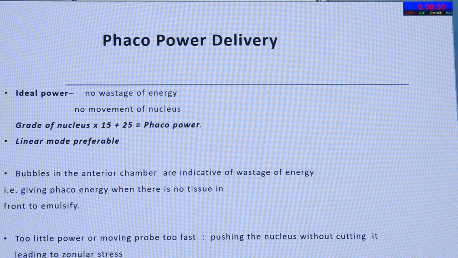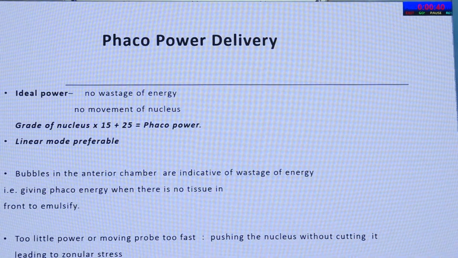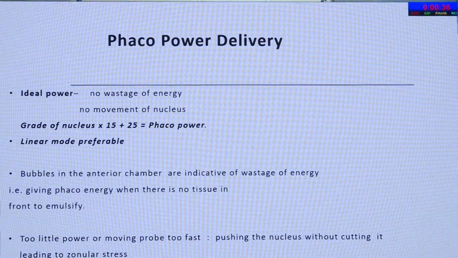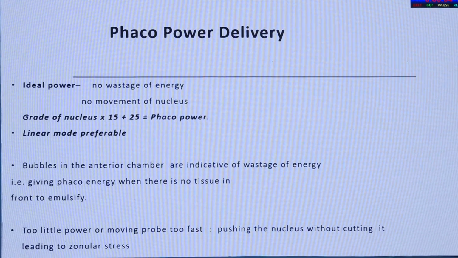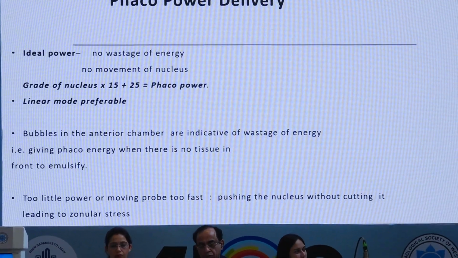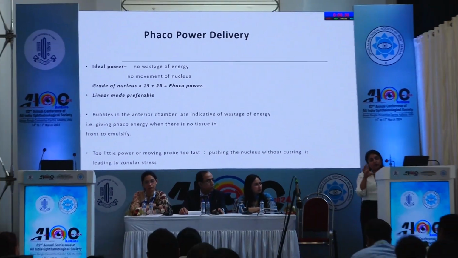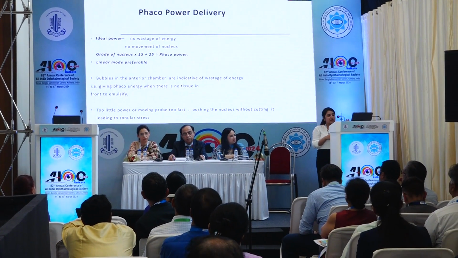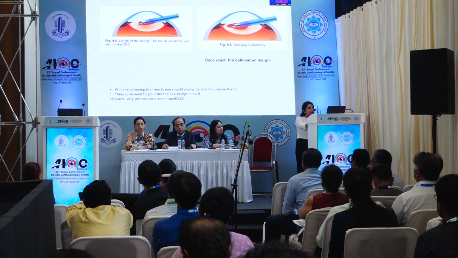Now, how will you know whether you are wasting too much energy? If there are bubbles coming in the anterior chamber, it means that you are giving too much energy and there is really nothing to emulsify. At the same time, if you are giving too little power, suppose there is a grade 4 nucleus and you are giving very low power, you will keep pushing the nucleus, and that will cause zonular stress. So that is why there is an ideal formula. You can select it as per your needs, but that is the formula: grade of the nucleus into 15 plus 25.